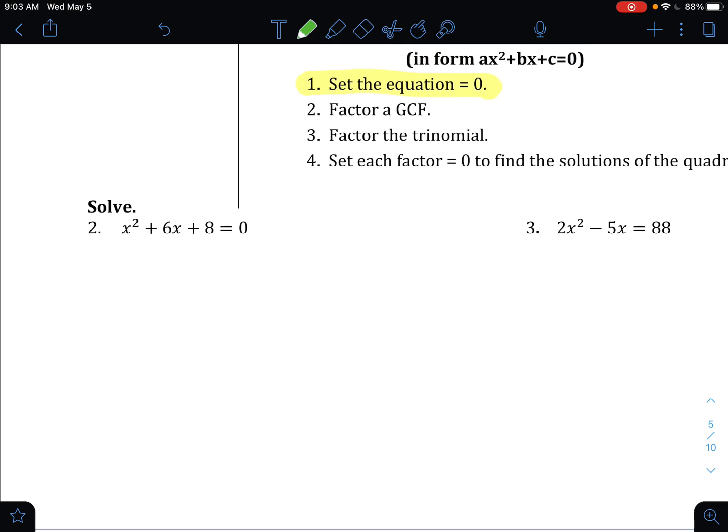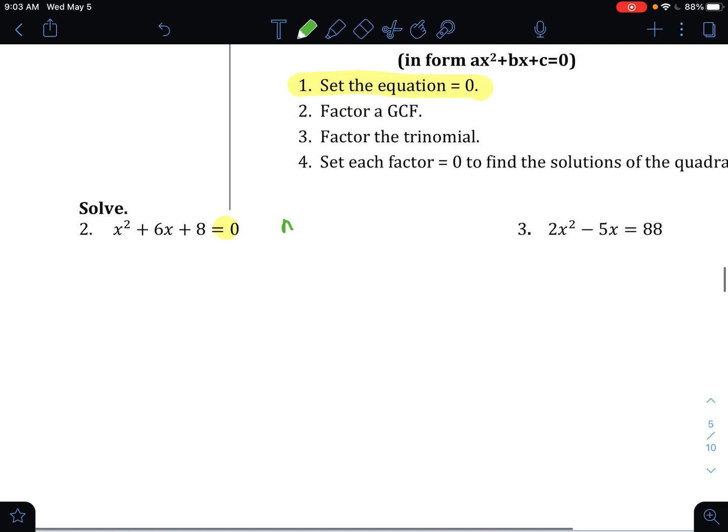Okay, number 1. I am going to set the equation equal to 0. Already done. Okay, this is good. I've got it like that. Okay, number 2, I'm ready to factor. Is there a GCF? Okay, I'm going to say here, no GCF. Step 3, we're ready to factor.